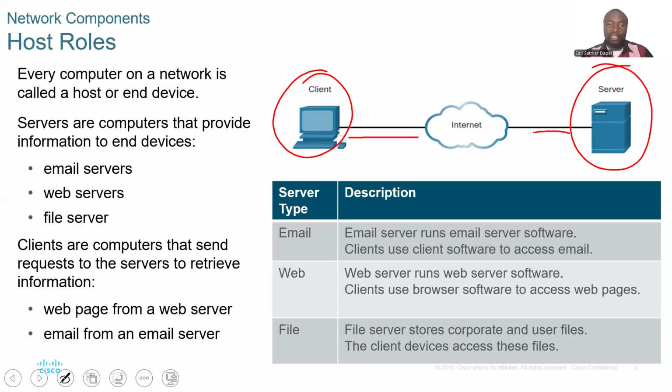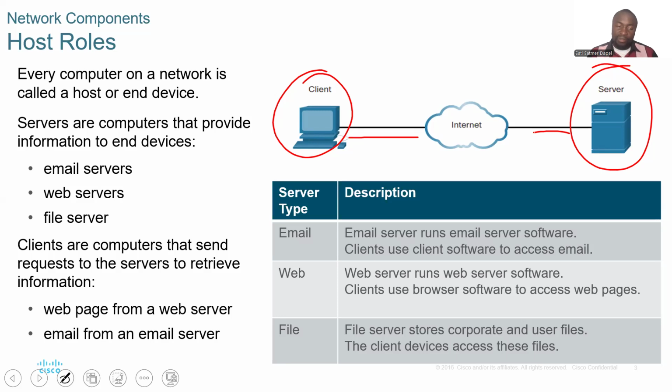Now, we can have setups such as a server and a client. A server is a dedicated computer that provides special services to clients. Servers are computers that provide information to end devices. Information could be like the email servers or services, or the web server, or the file server. The email server runs email software, so clients use their client software to access that particular email. The web server runs web server software, so clients use browsers to access the web pages that are in that particular server.